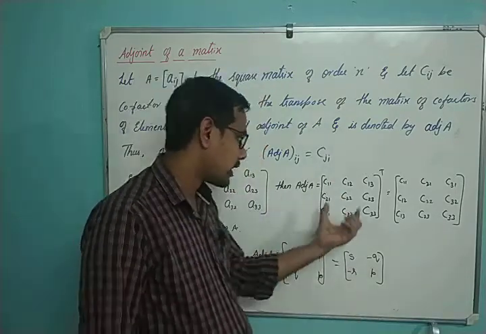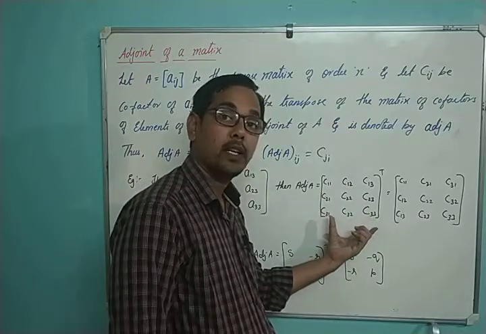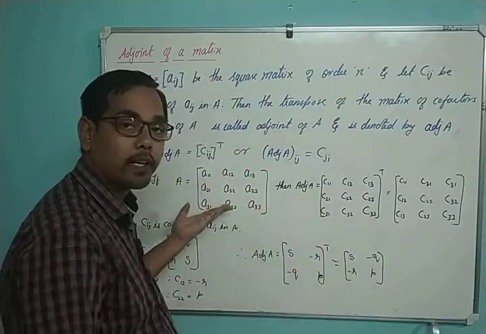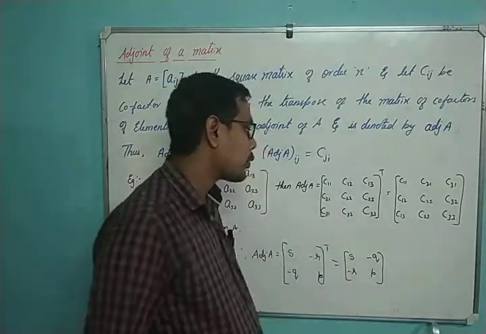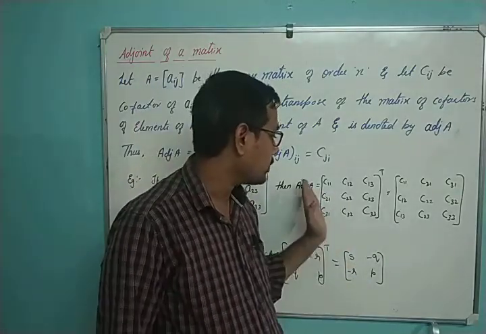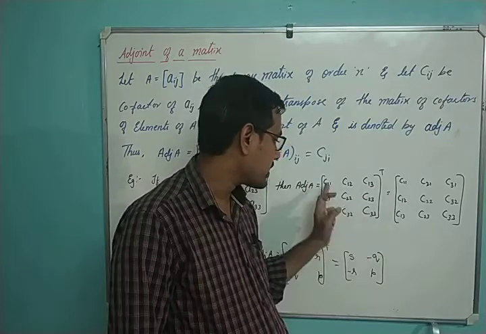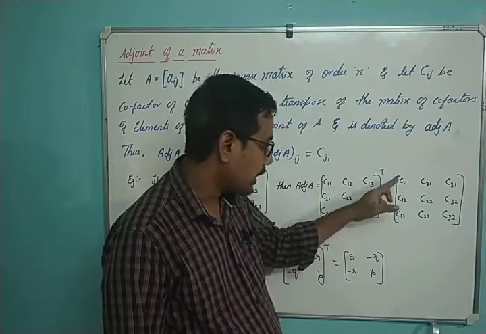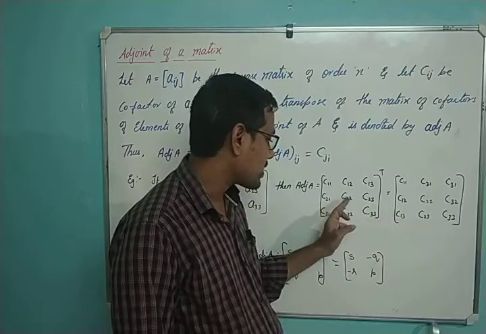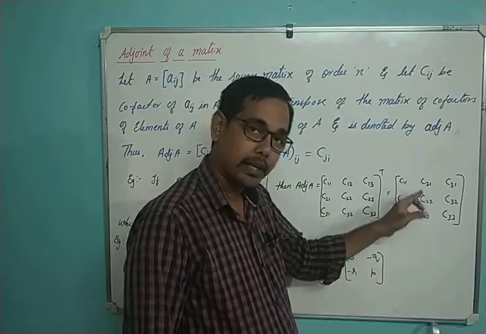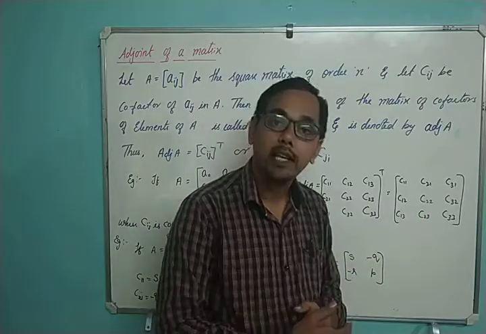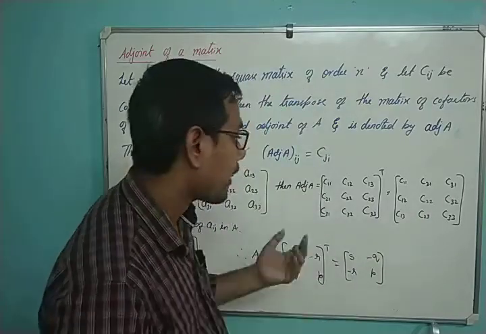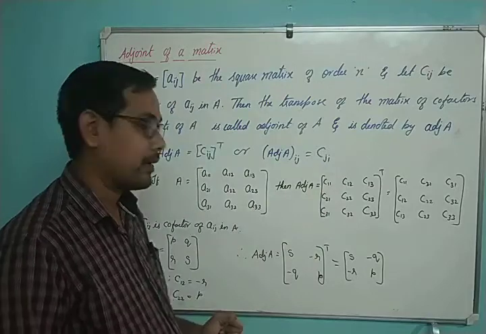So adjoint A is the transpose of the cofactor matrix. Whose cofactor? It is the cofactor of matrix A, right? So transpose means writing rows as columns. C11, C12, C13 is the first row, write it as the first column. C21, C22, C23 is the second row, write it as the second column. C31, C32, C33 is the third row, write it as the third column. So this is what adjoint A will be, right?